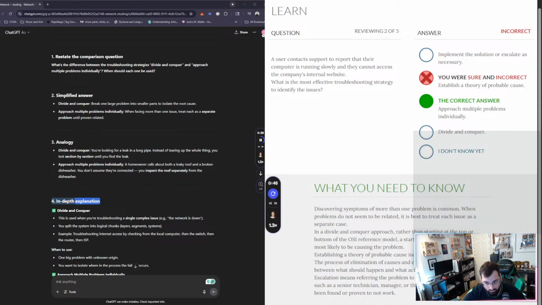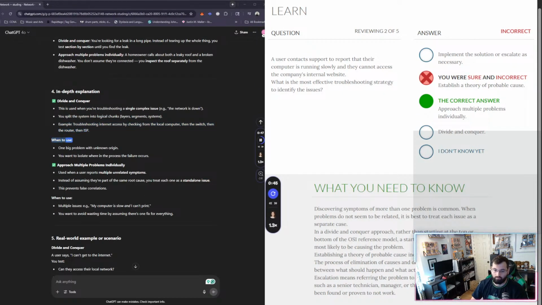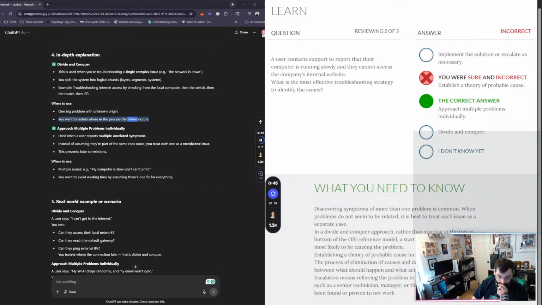4. In-depth explanation. Divide and conquer. This is used when you're troubleshooting a single complex issue, for example, the network is down. You split the system into logical chunks: layers, segments, systems. Example, troubleshooting internet access by checking from the local computer, then the switch, then the router, then the ISP. When to use: one big problem with unknown origin. You want to isolate where in the process the failure occurs.